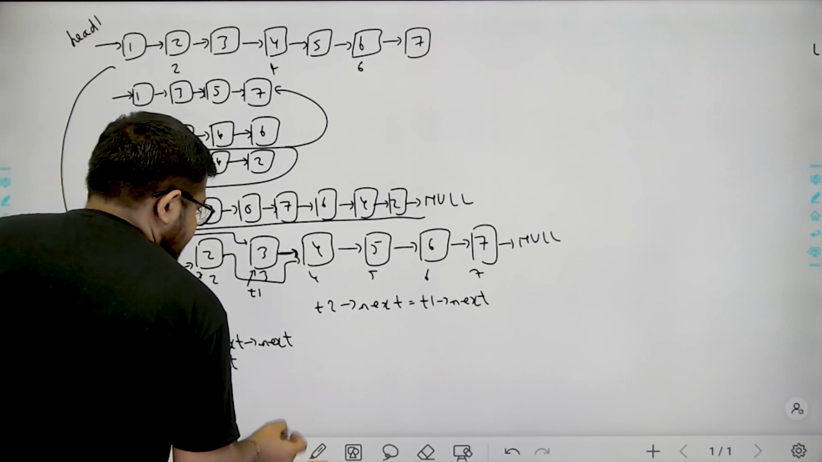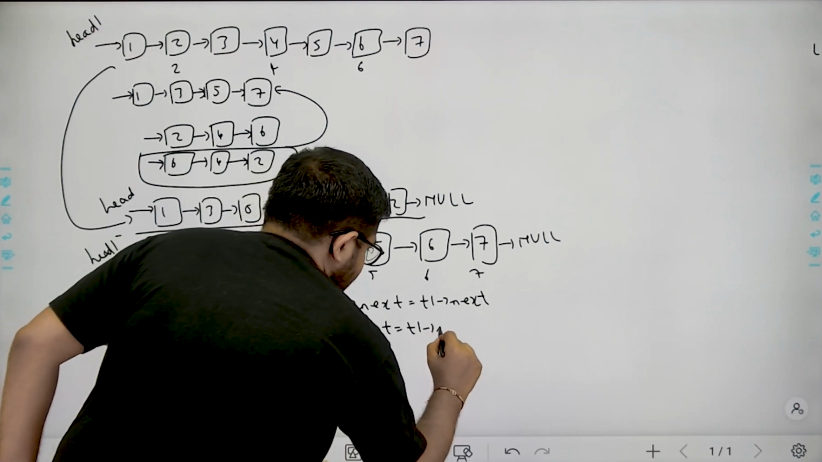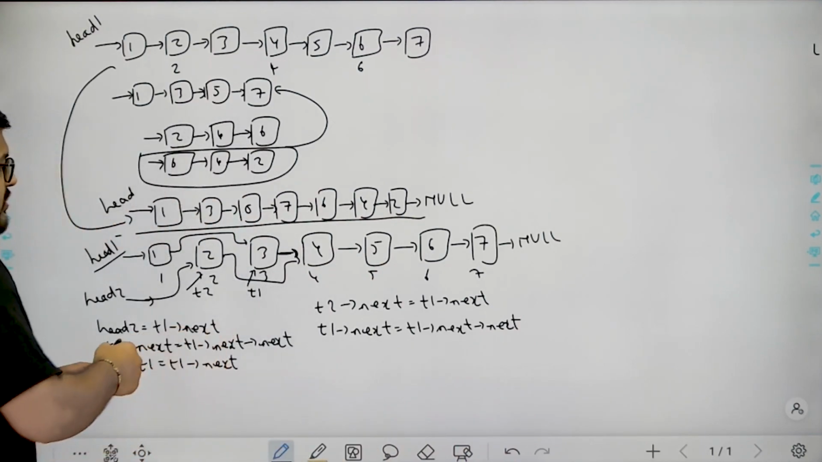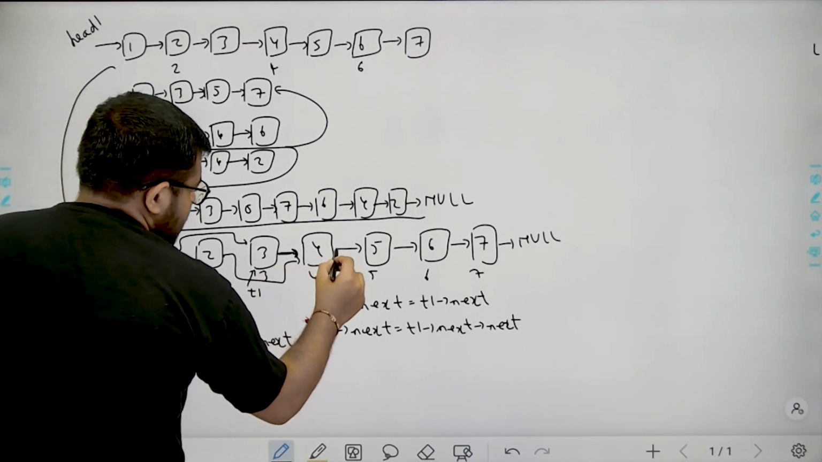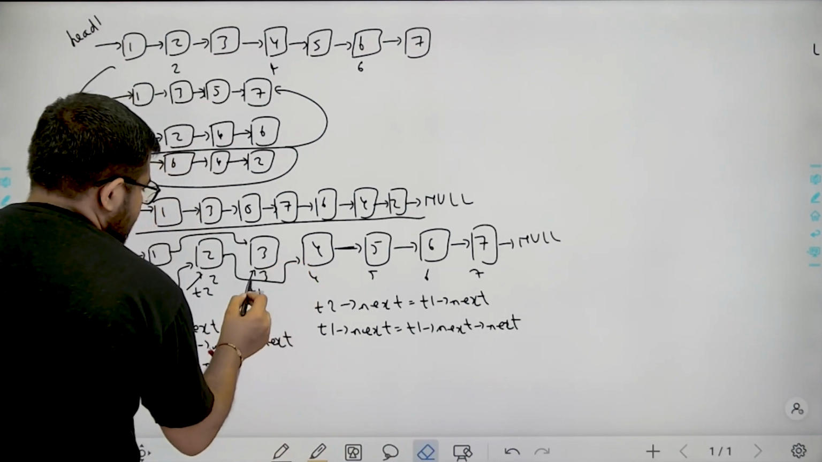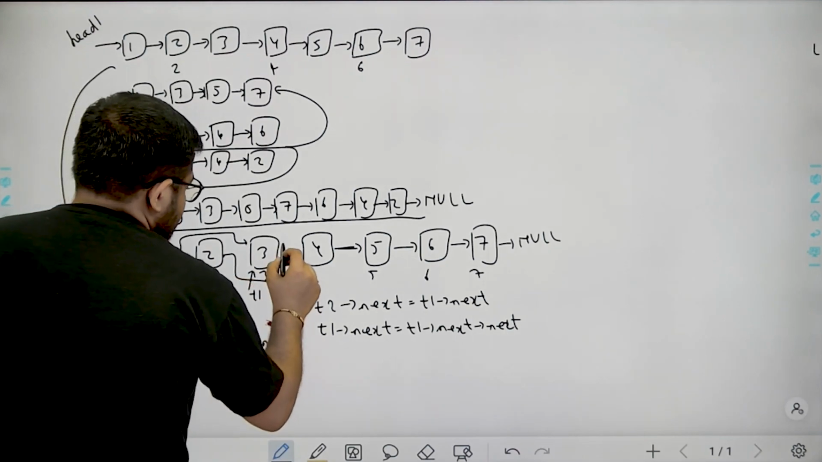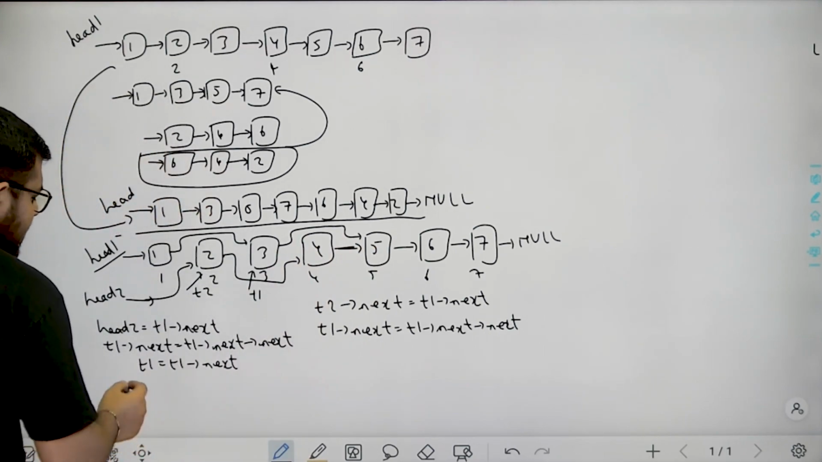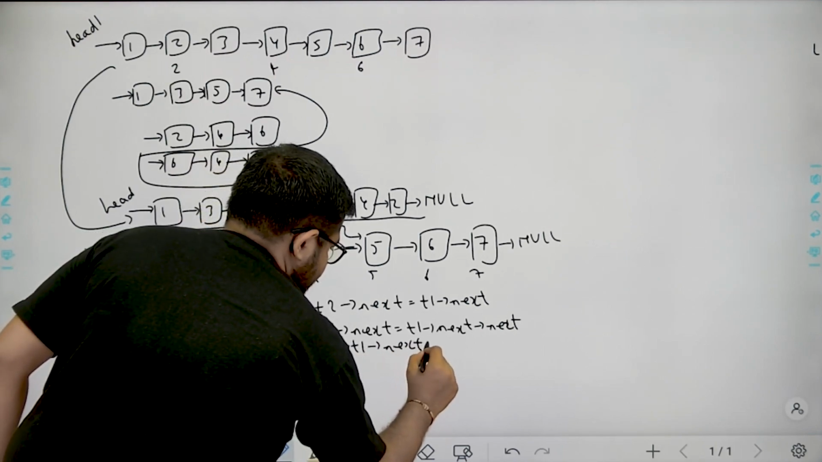Now again I can say t1 next is equal to t1 next next, as I have said here, to traverse the first linked list in the forward direction. Now t1 was here, this is t1 next, and this should be equal to t1 next next, which means it should be equal to this. So this will go away. This was t1, right? So t1 next means this pointer is equal to this pointer, t1 next next. And again I will say t1 is equal to t1 next to go to the next node.